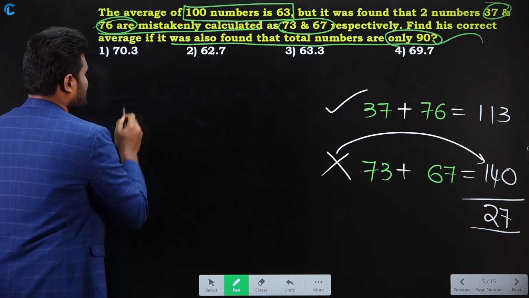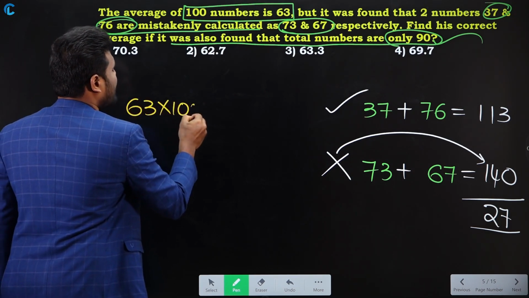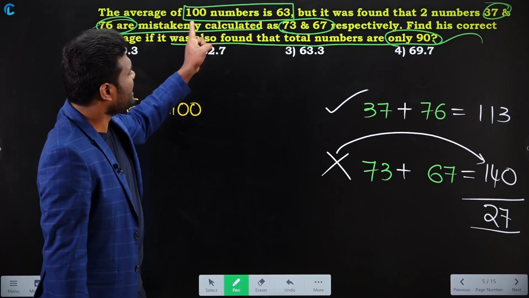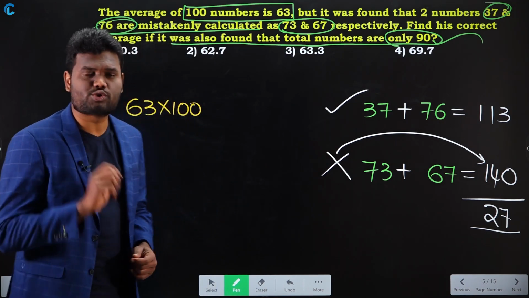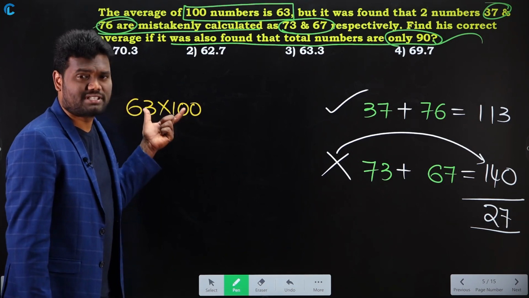The sum of 100 numbers is going to be 63 into 100. Yes or no? Why? Because the average of the 100 numbers is 63. If the average is 63, then the sum is going to be 63 into 100. Now, this is the 100 number sum.